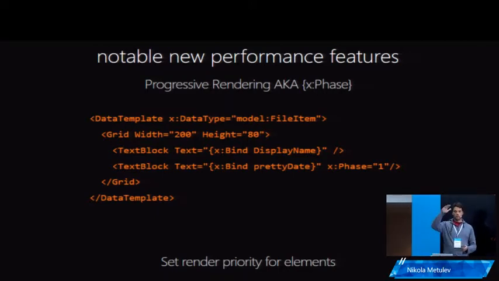That way, when a huge data template, a whole list, loads many different items, maybe you can just show the text or something first, and wait for everything to load before you show some heavy images. Then the user gets this visual feedback a lot quicker without having to wait for everything to load.